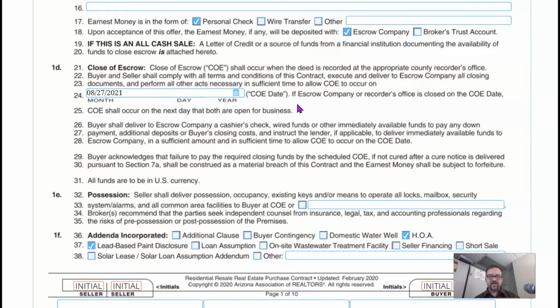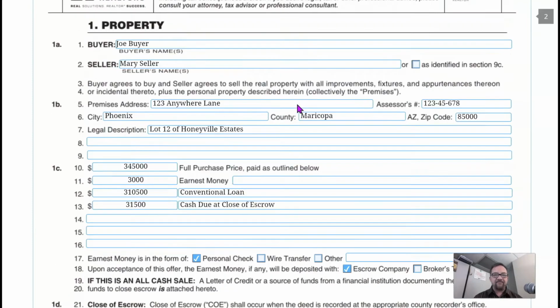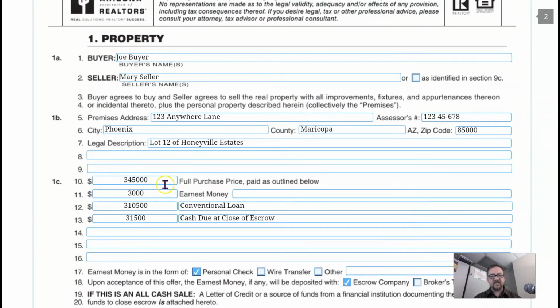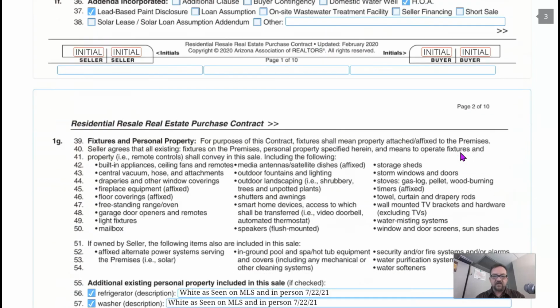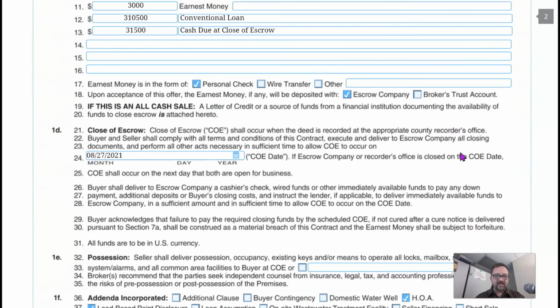And to follow that up, we have a stick, and that stick is the buyer is acknowledging that failure to pay the required closing funds by the scheduled close of escrow, if not cured after the cure notice delivered pursuant to Section 7A, shall be construed as a material breach of this contract, and the earnest money shall be subject to forfeiture. A buyer who does not close on time has the opportunity to lose themselves $3,000 because they did not perform in the contract. That's why we have it, it's really early on in the contract. The buyer has to be doing things to close on this property.